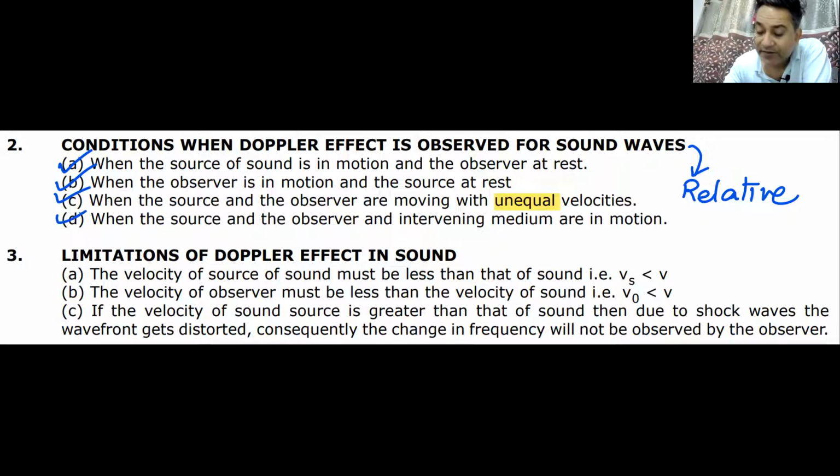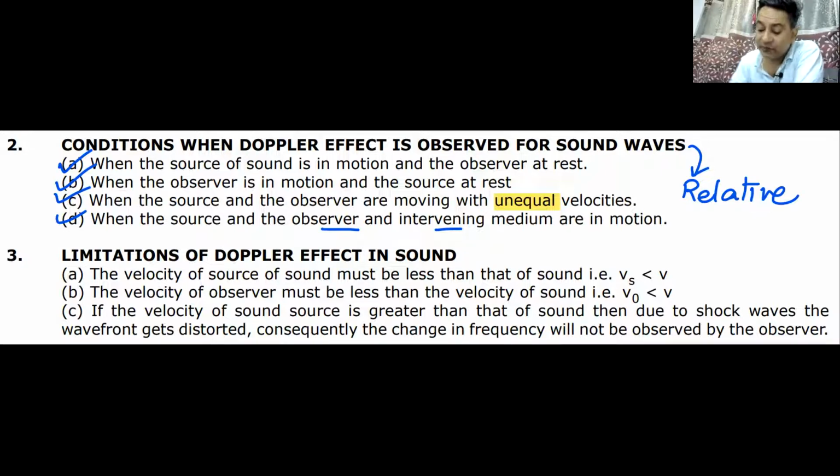Then you have the medium itself. A huge wind is blowing. But if only wind is blowing and the source and the observer are not moving, you will not observe any Doppler effect. But if there is relative motion between the source and the observer, and at the same time wind is also blowing, then you will have Doppler's effect. Do we understand this?